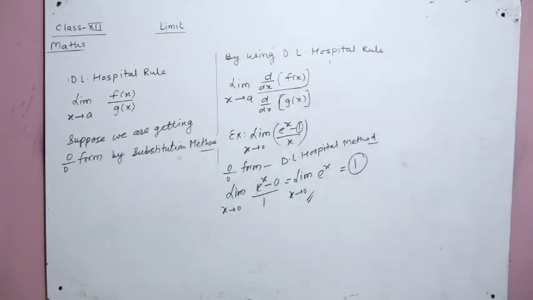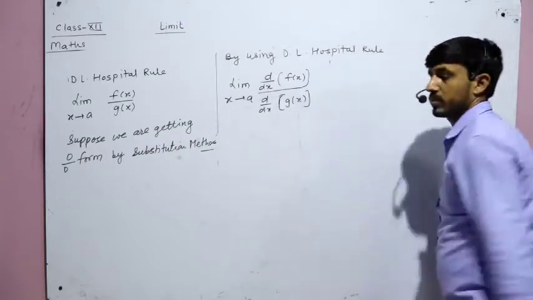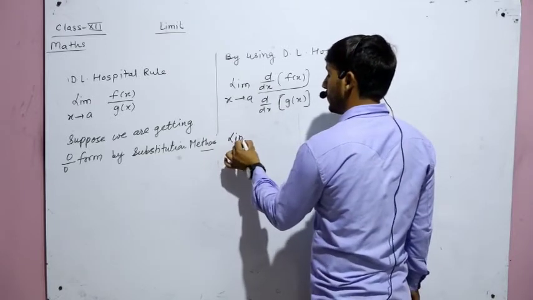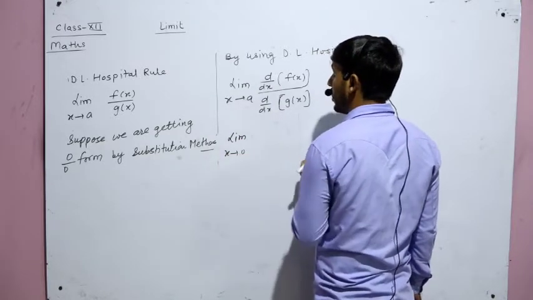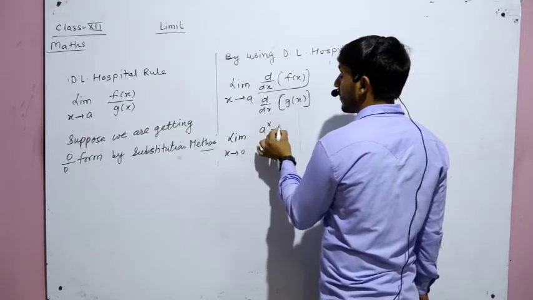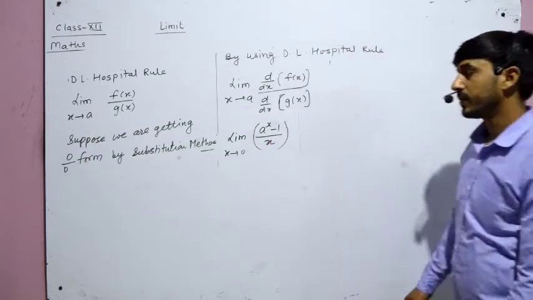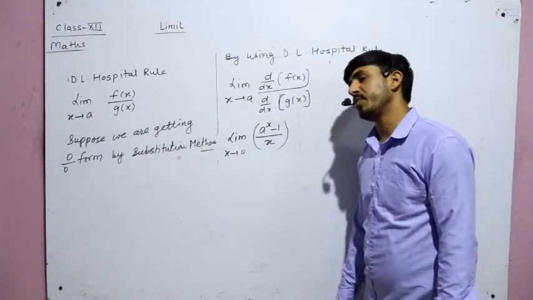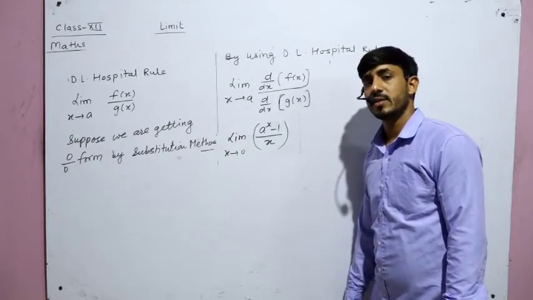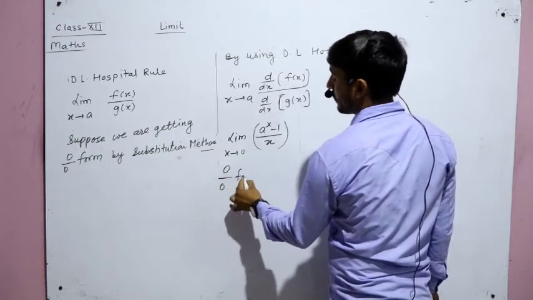The next example, if we want to take limit x tends to 0, and here I am taking as the example a to power x minus 1, divided by x. Okay. First think about the substitution method, and we get 0 by 0 as an indefinite form. It means we have the 0 upon 0 form.